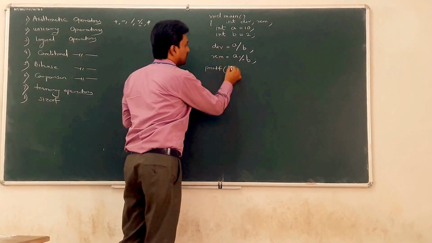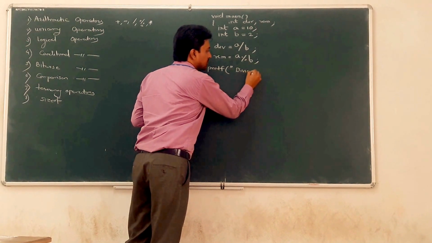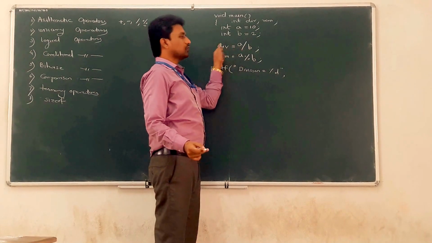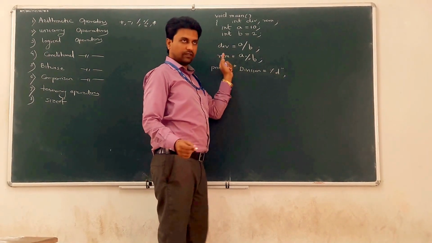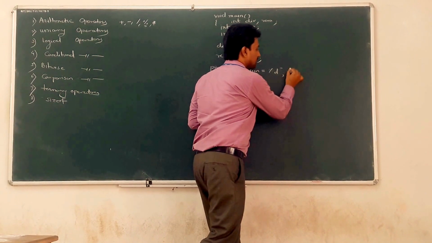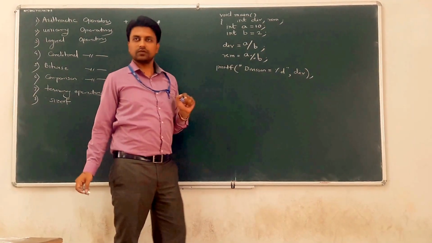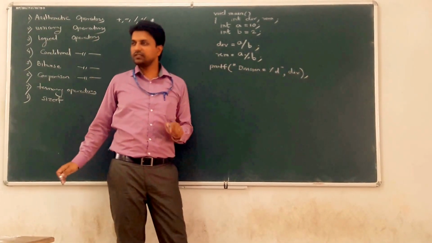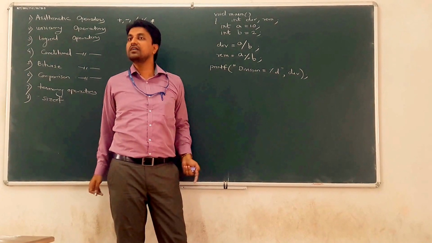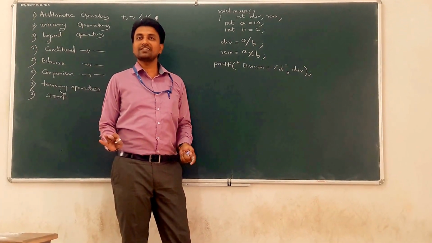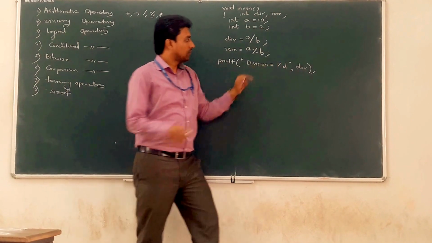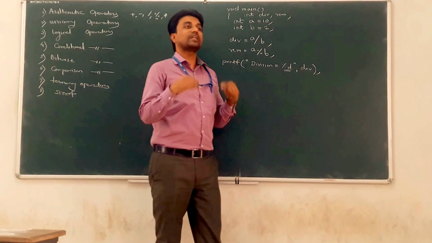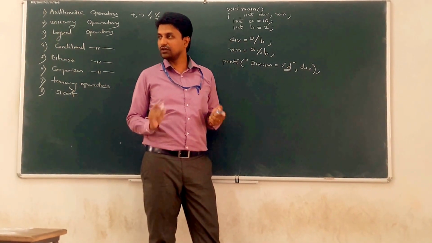So printf, division is equal to percentage d. Okay. So where you store the division, in the division variable. So comma. Okay. So whatever is in double quotes in printf, that much is displayed on your text mode window, or it is also called the console. So whatever the text is, but if there is a format specifier, it is not displayed as it is on the console or text mode window.